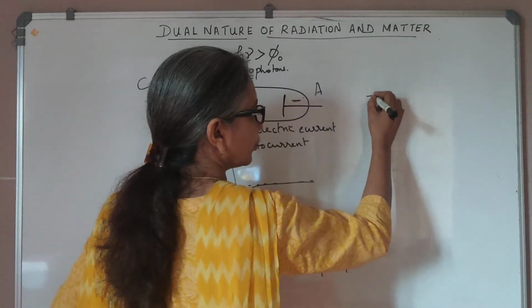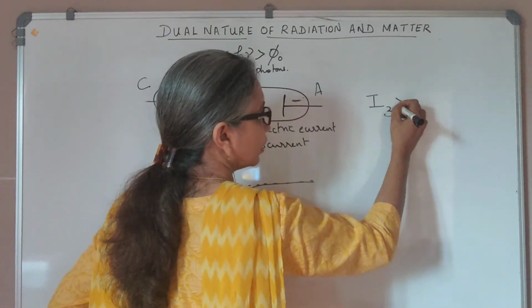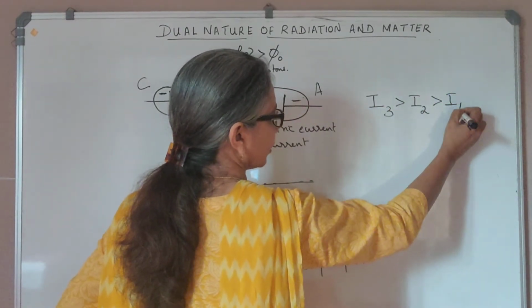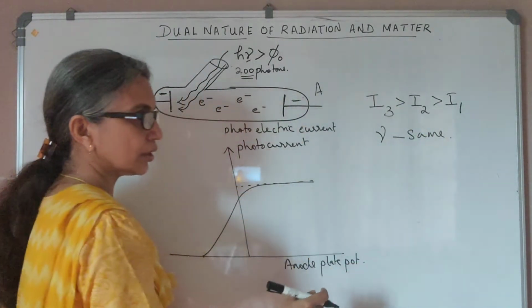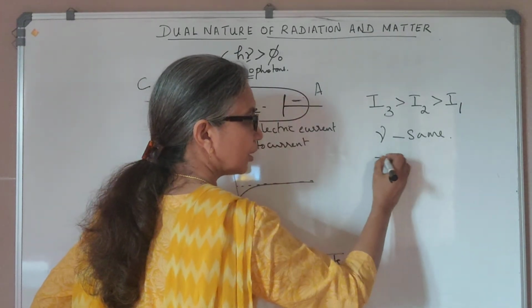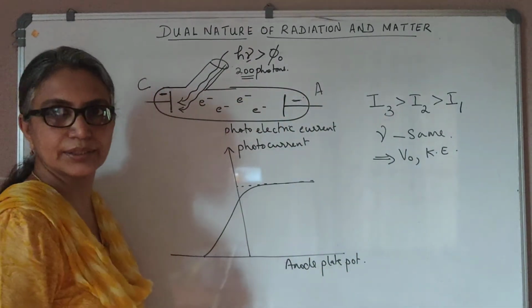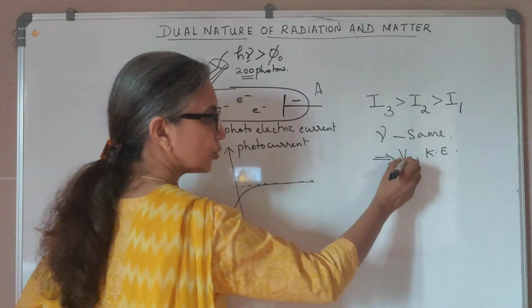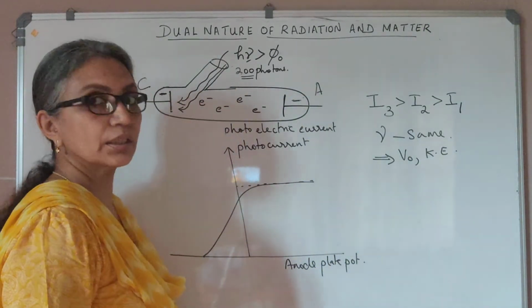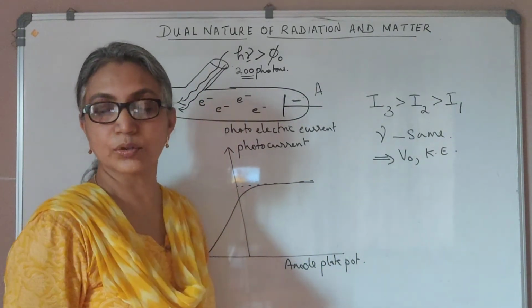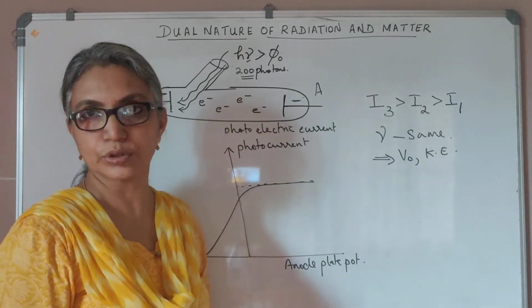We have three different lights falling on the photosensitive plate, that is I3 greater than I2 greater than I1. But all of them have the same frequency. The moment you see this, you need to know that same frequency would imply that the stopping potential is the same, and the kinetic energy of the emitted electrons is the same. So stopping potential will be the same, kinetic energy will be the same. But three different intensities would mean the photoelectric current is going to be different, because the intensity is directly proportional to the photoelectric current.